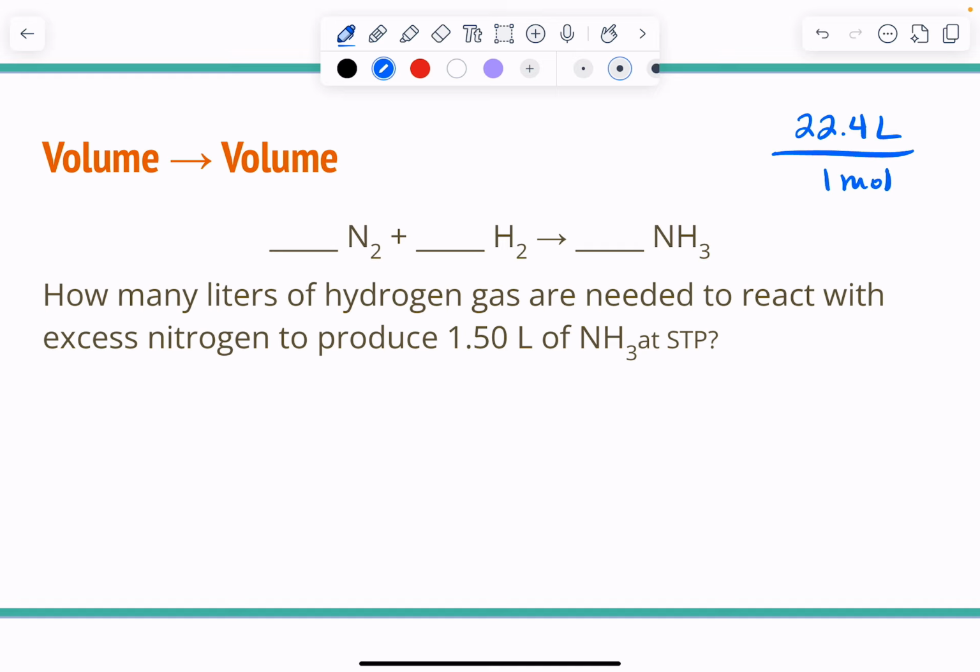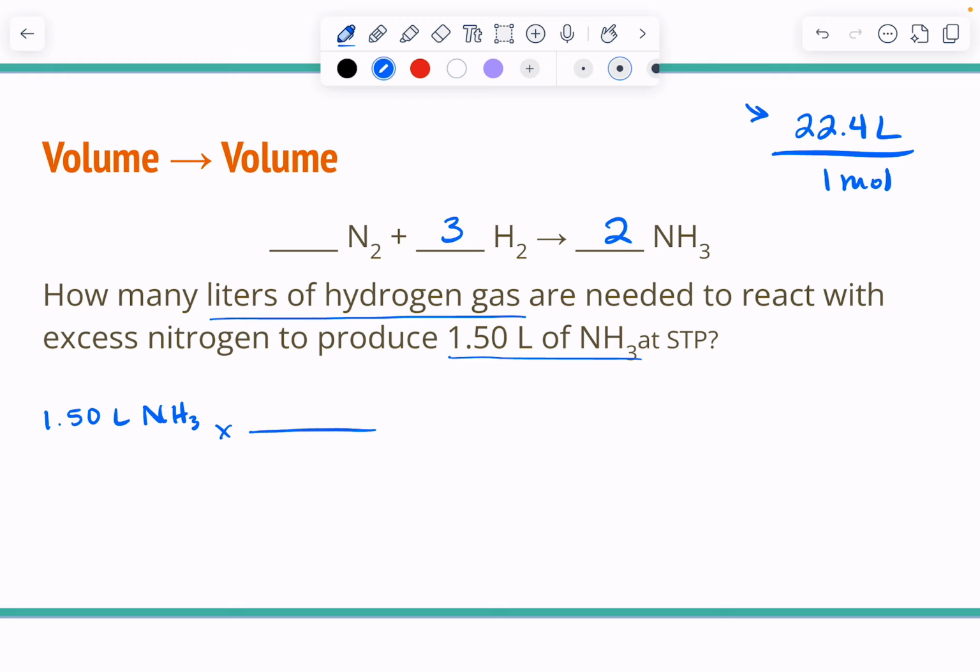So here we're being asked to find how many liters of hydrogen gas are needed if we want to produce 1.50 liters of NH3. And we're at STP. So we're going to start with our given quantity. Oh, and we need to balance this equation. Sorry. There are coefficients. So we're going to use our conversion factor from up here and go from liters to moles because we can't do stoichiometry if we're in any other unit that's not moles.